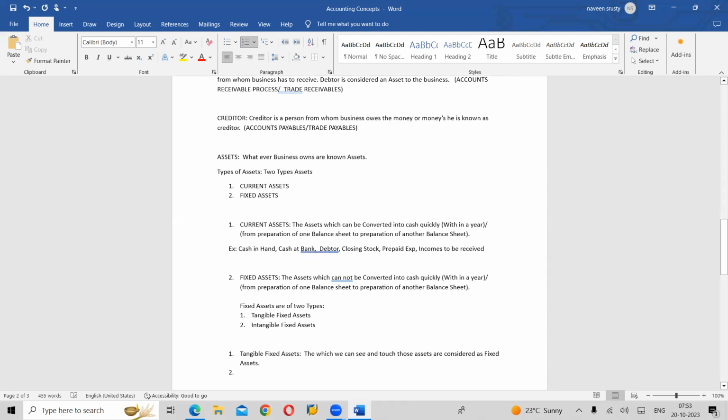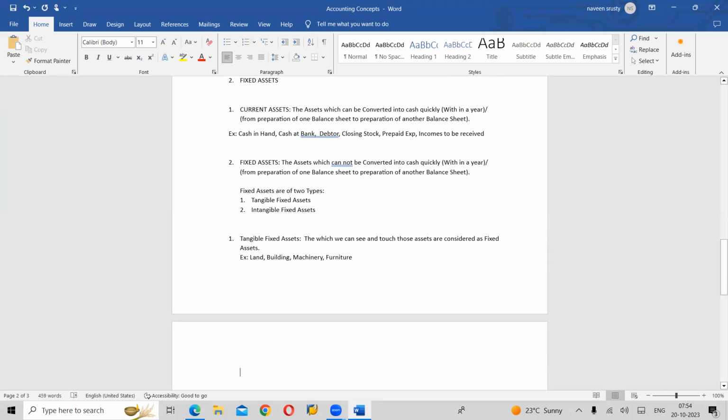Example: land, building, machinery, furniture, etc. Understood? We can touch the land, we can see the land, we can touch and see the building, we can touch the machinery, we can touch the furniture, right? So these all are considered as tangible fixed assets.